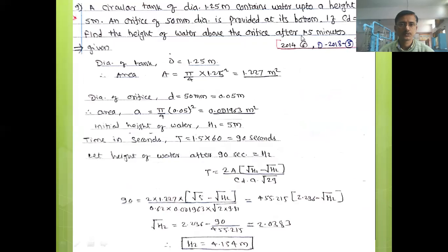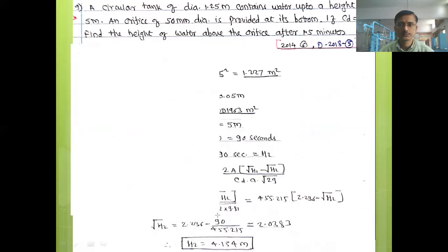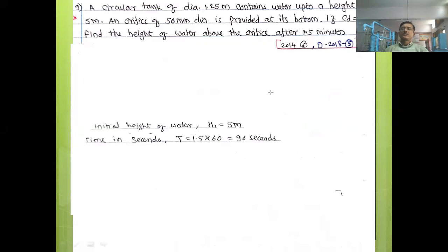So take your notebook and calculator, and write down this problem first. This question was asked two times: in 2014 for 6 marks and in December 2018 for 5 marks. Write down the problem.